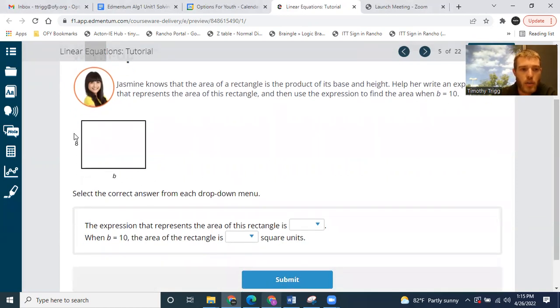So we know that to find the area of the rectangle, it's length times width, or in other words, base times height. So we can see here, this rectangle has a height of 8, and its base just says B, but we know B is 10. So the expression that represents the area is 8 times B, which is just 8B, and then B equals 10, so 8 times B becomes 8 times 10, which is 80, okay?